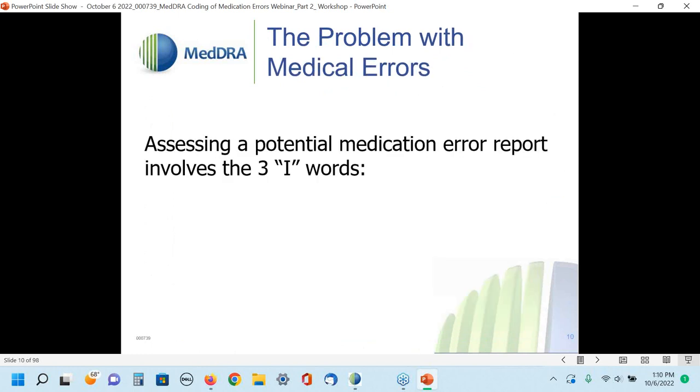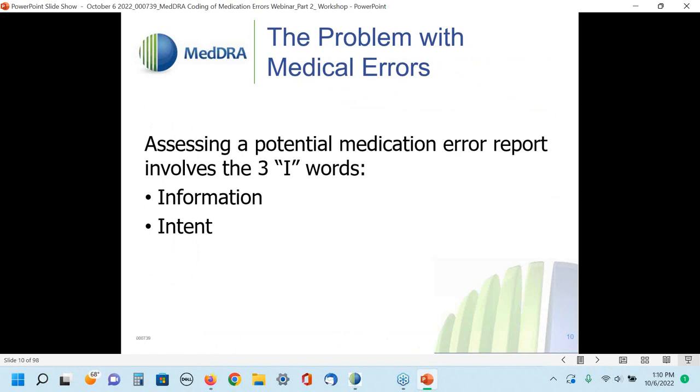I said to you before that the problem with medication errors is that they involve the three I words. Information. The information, because it is describing presumably an error, may not be complete for the reasons that we just talked about. The second thing when you get a report is some assessment of intent, because again, if someone does something intentionally, then it is not an error.